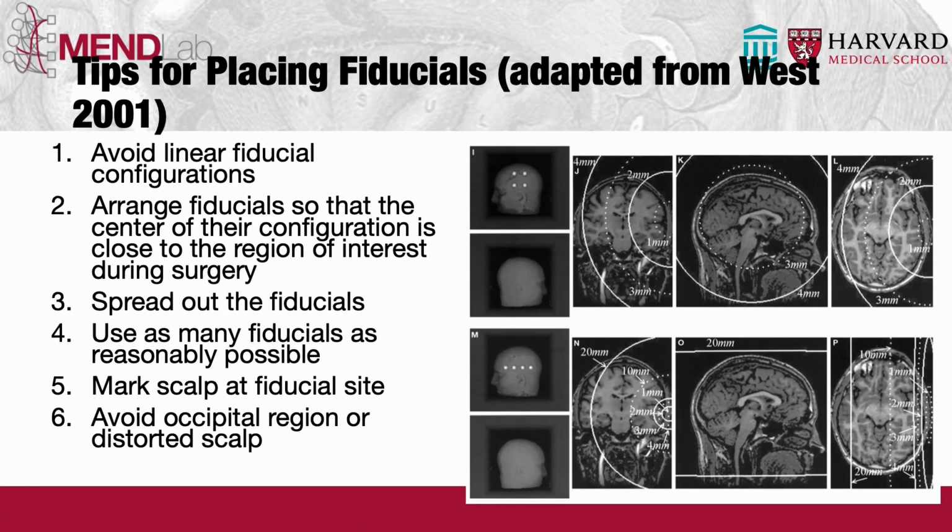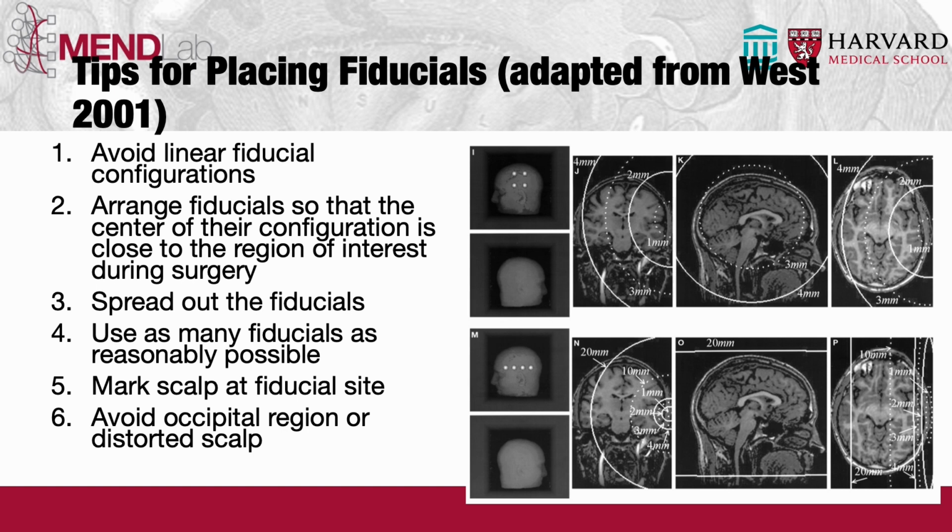When you place fiducials, it's important to have some best practices in mind. So you want to avoid linear configurations. If you have them all in a straight line, that doesn't give you as much information as if they're out of the same line. And again, that's because 2 points define a line, but not a plane. So you need more points to define planes and this real three-dimensional space. So arrange them not in a line. Make the center of their configuration close to where you care about. So the closer they are to what you're targeting, the better. Spread them out.